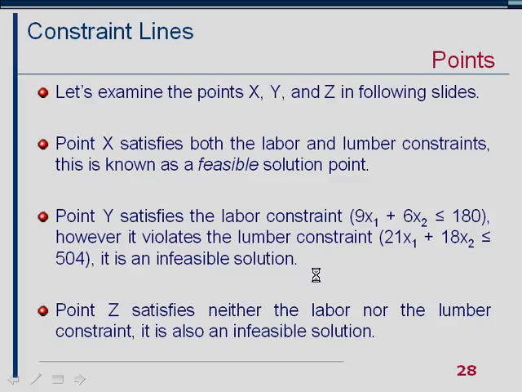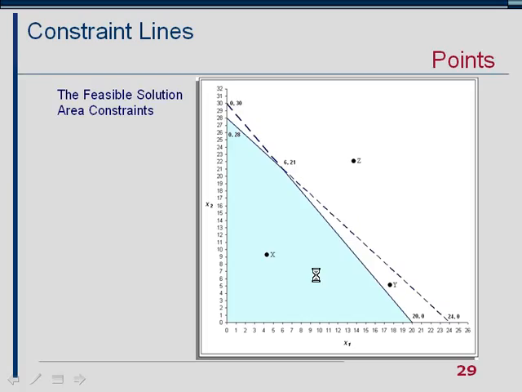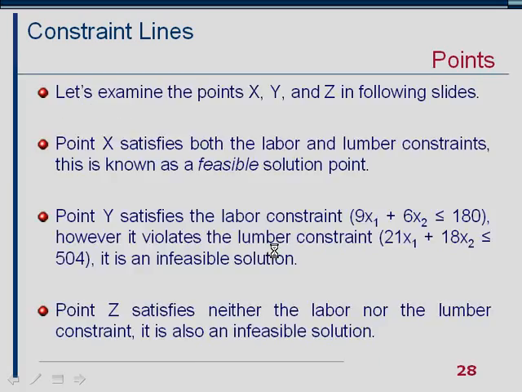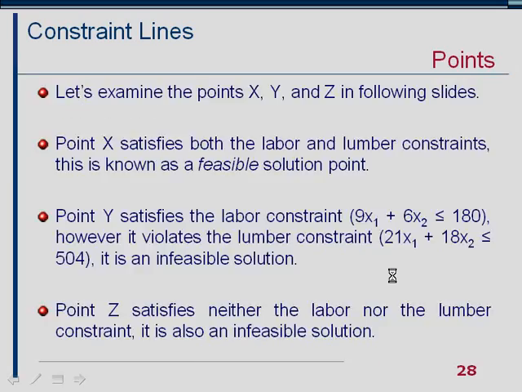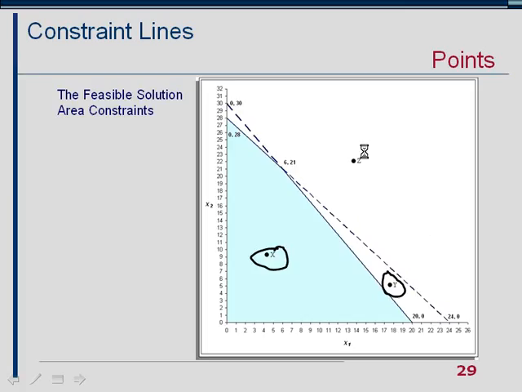We look at point x right here. We can see that x satisfies both the labor and lumber constraints, and this is known as a feasible solution point. Point y here, we can see, in fact, it satisfies the labor constraint, but it violates the lumber constraint, so it's an infeasible solution. And point z violates both constraints, so it's also an infeasible solution.